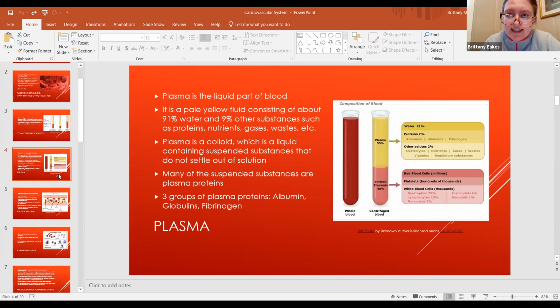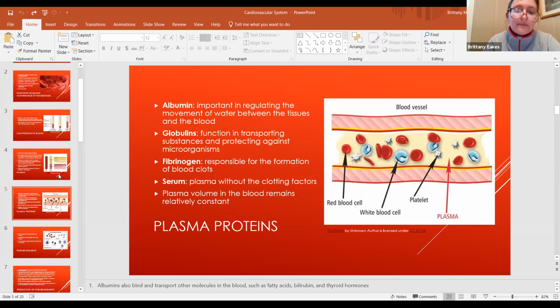So we talked about plasma, the liquid part of the blood, pale yellow. It's a colloid, so it contains suspended substances that don't settle out. There are 3 groups of plasma proteins: albumin, globulins, and fibrinogen. So these are the plasma proteins.